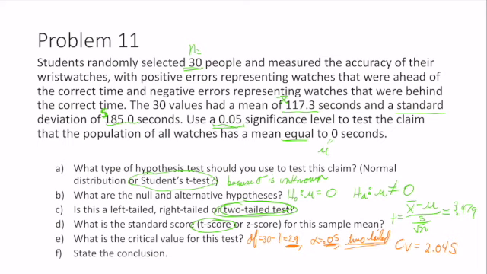Now I give you guys the rules for critical value. If we're doing a two-tailed test, you want your t-value to be greater than your critical value. So because our t-value is greater than our critical value, we're able to reject our H naught at the 0.05 significance level.